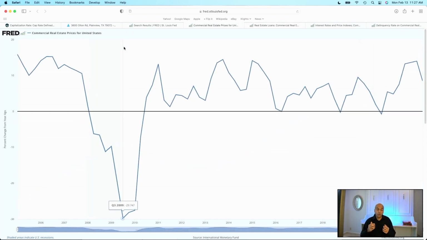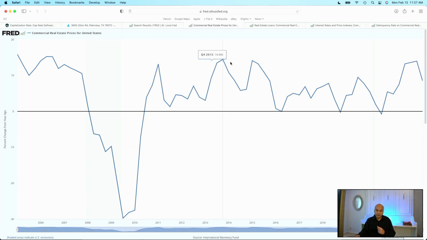Here's another chart showing the commercial real estate prices in the US. Same thing here. Here's the Great Recession. You can see the commercial real estate prices dropped in Q3 2009, reporting a negative 29%. So this is percent of change. So a negative 29%, the value dropped by 29%.